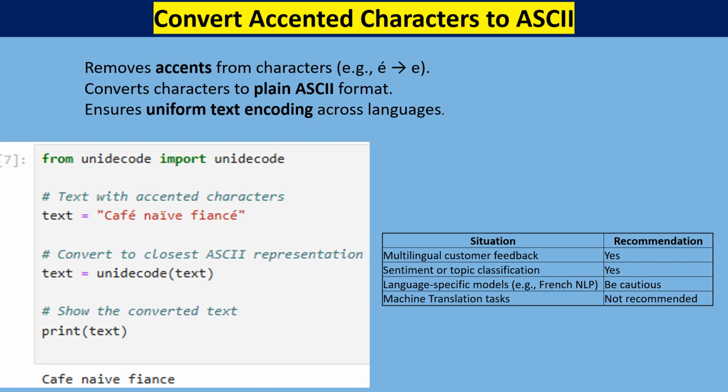Converting characters to ASCII. This is about removing accented characters in multilingual datasets, especially from European, Latin American, or African sources. Accented characters are common, for example é, café, niño. These characters may cause inconsistent matching during tokenization. The Unidecode library converts Unicode characters.